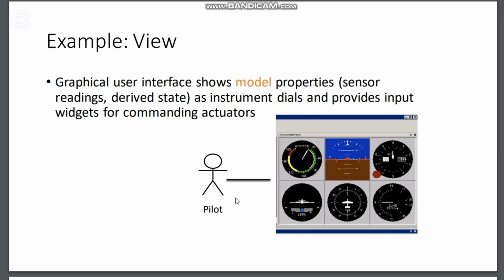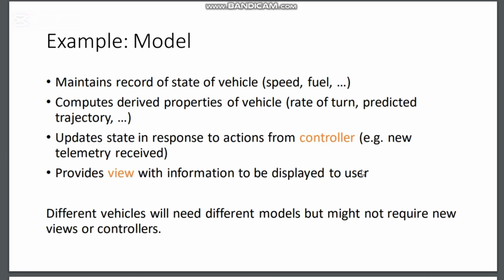So this is the pilot, and it has these kinds of controllers. And this is the interface. The model maintains a record of the state of the vehicle. As I told you earlier, it will have the state of that vehicle, such as its speed, fuel, etc. The model computes derived properties of the vehicle and provides the view with information to be displayed to the user. So the user can also see its current state. Different vehicles will need different models, but might not require new views or controllers.